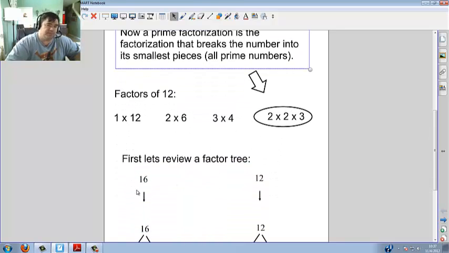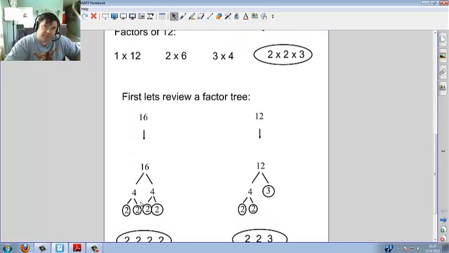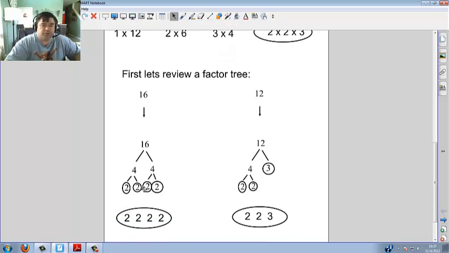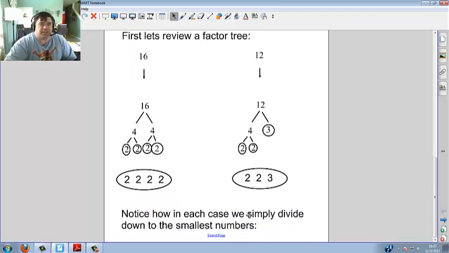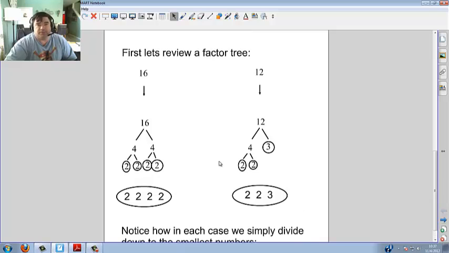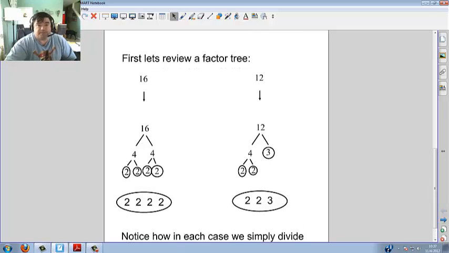Now let's review a factor tree. Take 16 and take 12. 16 breaks down a couple different ways. You could have 4 and 4, 8 and 2, or whatever method you prefer. But in the end, you're going to get 2, 2, 2, and 2. A 12 will break down to 4 and 3, or 6 and 2, but in the end result, it'll be a 2, 2, and a 3. You know this, by the way, because if you multiply all these guys up, you'll get 16. If you multiply all these guys up, you'll get a 12. Notice how in each case we simply divide down to the smallest numbers. Well, okay, that's no major strain here.